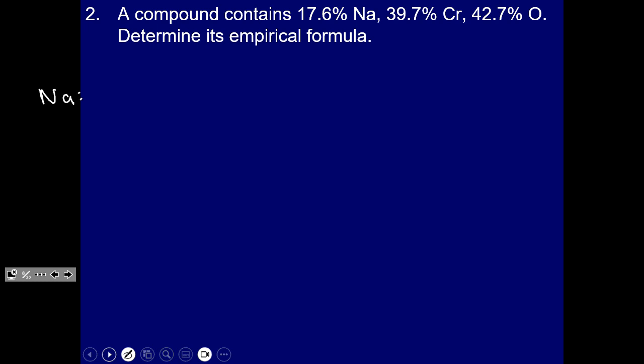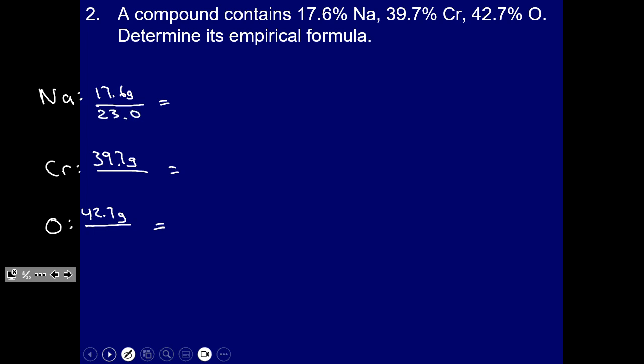Na, 17.6 grams divided by the molar mass. Cr, 39.7 grams divided by its molar mass. Oxygen, 42.7 grams divided by its molar mass. And carrying that 1 decimal becomes quite important for these because when we divide by the lowest number, if things don't work out perfectly, they get a little goofy.